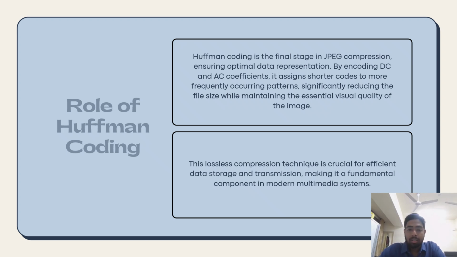Finally, at the final stage, we use lossless entropy encoding. We give shorter codes to frequent values, reducing file size. We also encode both DC and AC coefficients efficiently, which is essential for compact storage and fast transmission without altering image quality.